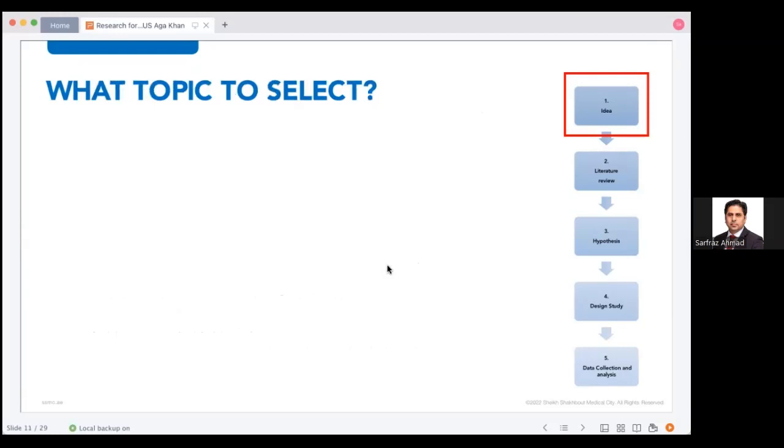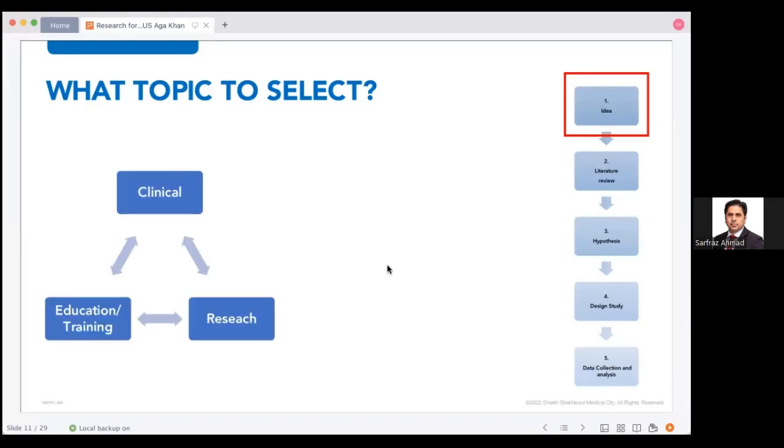So what topic to select? That will be next, like which area you want to do research in. If we look at all the bigger institutions, they work on 3 common principles. We do clinical practice, we do some research, and there is always education and training. So these are all 3 areas. We as clinicians are lucky, we have exposure to all of these. We are all involved in training, we all do clinical practice, and we all do some research.